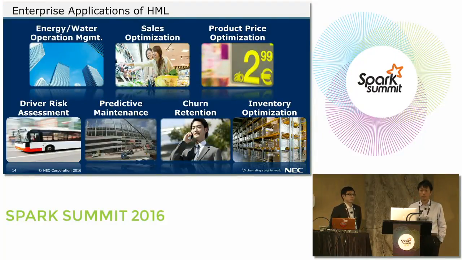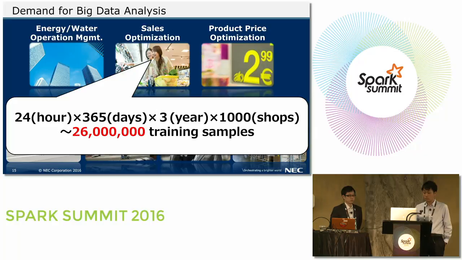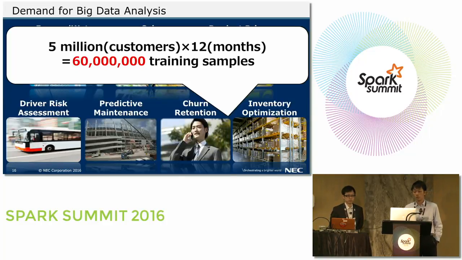So as I have explained, we have already delivered a lot of HML-based predictive analytics services in the market, and recently we are receiving quite big needs from the market on big data analytics using HML. For example, in the retail segment, 24 hours, 365 days, 3 years of historical data, and 1,000 stores becomes 26 million training samples. Or if our customer has a service with 5 million subscribers and 12 months of historical data, it is 60 million training samples.